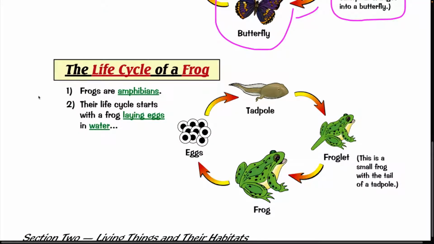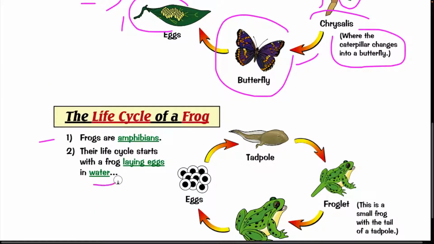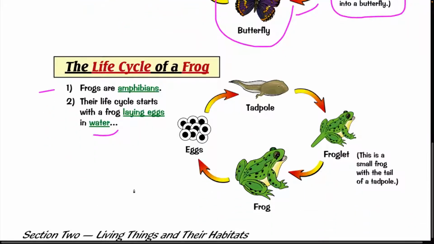Well, we have the first part here, which is: frogs are amphibians. Okay, amphibians is a description of a species. A gente chama isso em português de anfíbio, right? So number 2, their life cycle starts with frogs laying eggs in water. Okay, so it doesn't lay the eggs on a leaf, or on a, I forgot the name of that, or on a branch. Good, but in the water. Okay, so very good. So this is the life cycle of a frog.